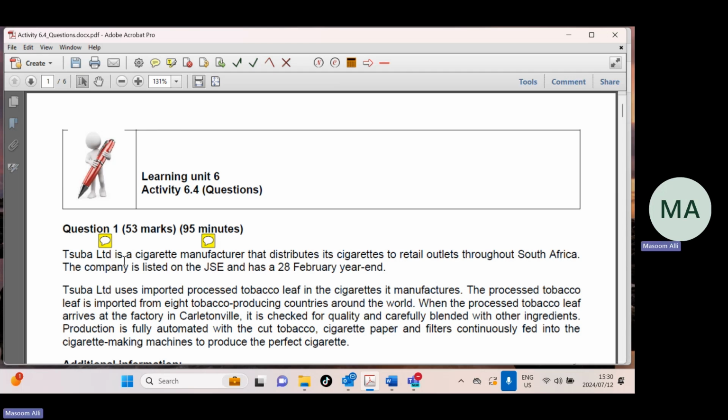So again, Super Limited is a cigarette manufacturer that distributes its cigarettes to retail outlets throughout South Africa. The company is listed on the JSE, so that tells us that there would potentially be information relating to shares, and that it has a 28 February year end. This, without saying, is important so that you know which transactions fall within your reporting period. That is very, very important. You guys obviously need to make sure that you are aware of that.